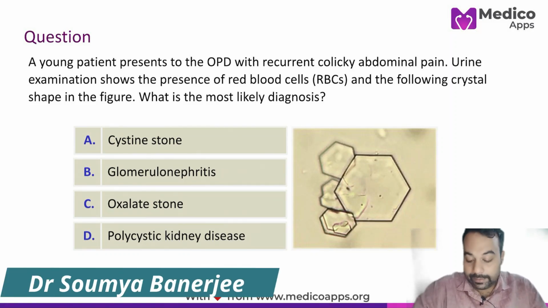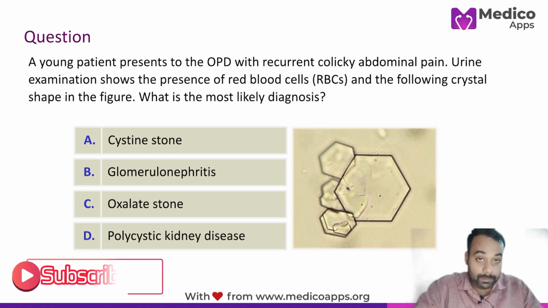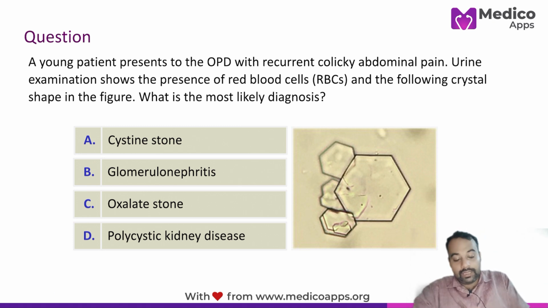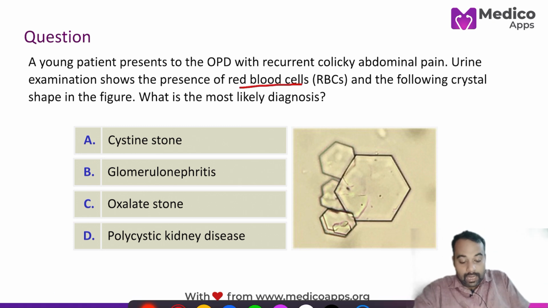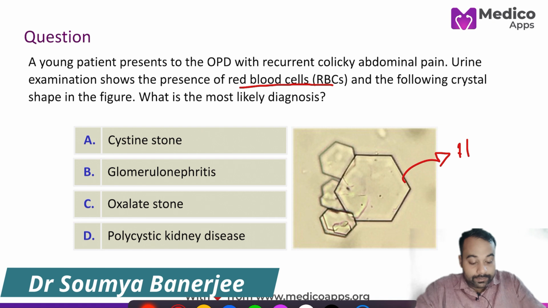So let's take the next question that has been associated with urolithiasis. A young patient presented to the OPD with recurrent colicky abdominal pain. The urine examination shows the presence of RBC. Okay, so in the urine examination you are able to find RBC, and the following crystal shapes in the figure.